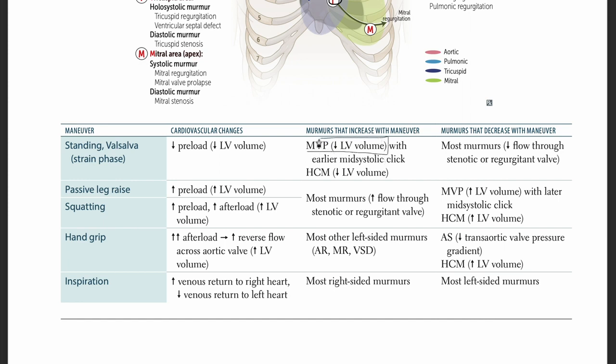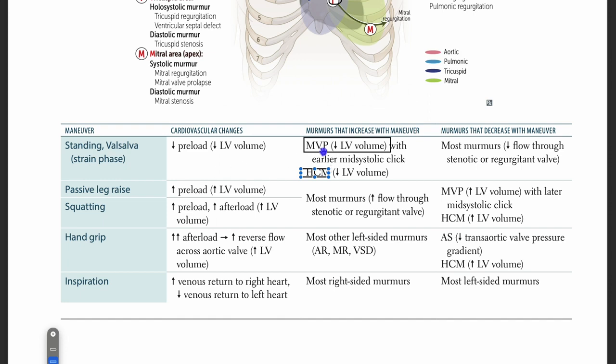I think I'll just confuse myself if I try explaining it. So just remember it the way it is. Okay, so we have MVP and hypertrophic cardiomyopathy, that decreases the murmur. Sorry, that increases the murmur with this maneuver. Okay, increases.